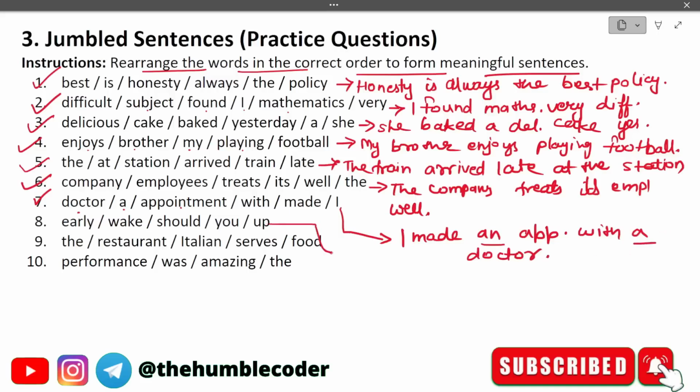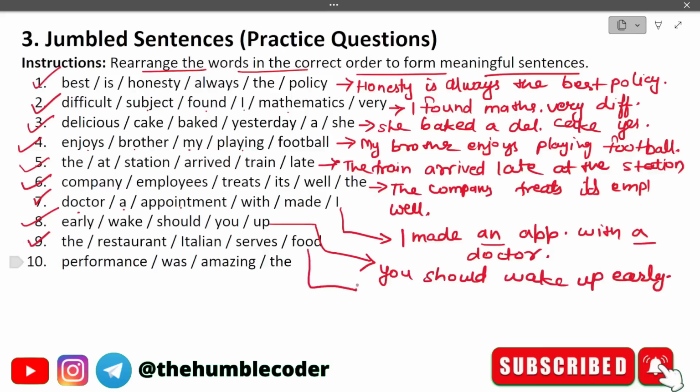Let's attempt the next question, which is 8th number. Early wake should you up. The correct answer for this one is going to be you should wake up early. Okay, hope you guys are finding it helpful and you can also solve it by yourself. The next one is question number 9, which is the restaurant Italian serves food. The correct answer for this is going to be the restaurant serves Italian food.